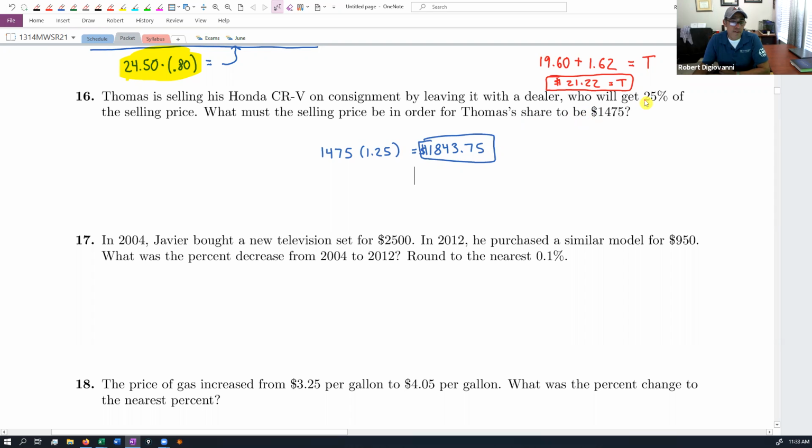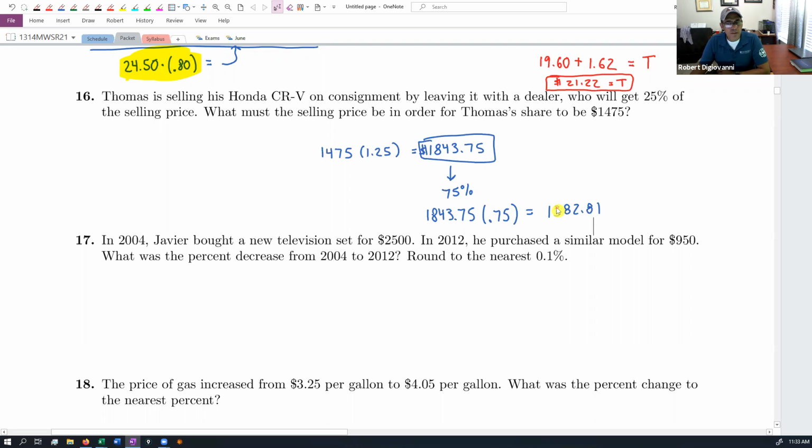If the dealer's getting 25%, what's Thomas getting? Is he getting the 75%, like the leftover? 75%, right? So what is 75% of that number that we came up with just now? Well, how do I do that? I just take 1843.75 and multiply it by 0.75 and see what I get. So take 1843.75, multiply that by 0.75, and I get 1382.81 something.